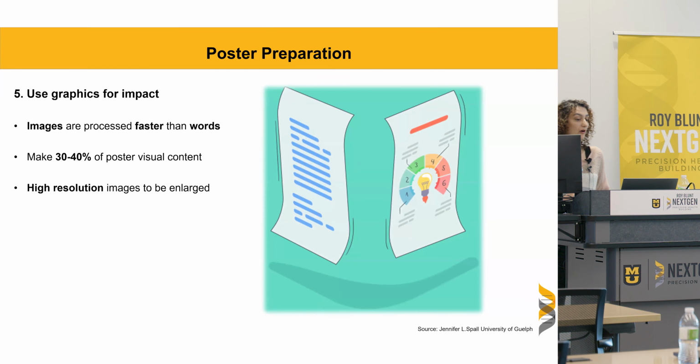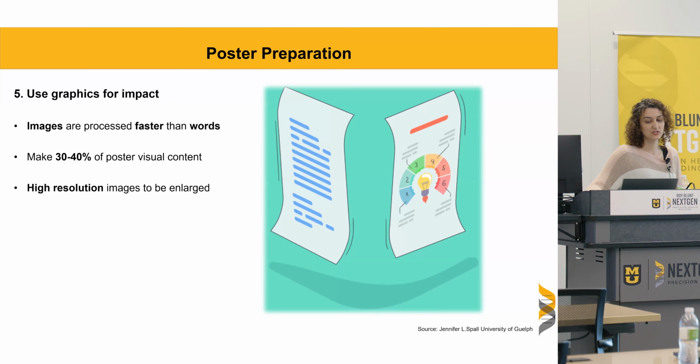The other point is about having graphics and images. We all know that images can be processed faster than text. But moderation in everything, not filling the whole poster with a lot of pictures. It's better to use 30 to 40% of our poster for figures or graphs. And for sure, high resolution images are required. Sometimes using TIFF format for downloading your poster makes it easier to keep the high resolution, because other formats will change the quality of your pictures.